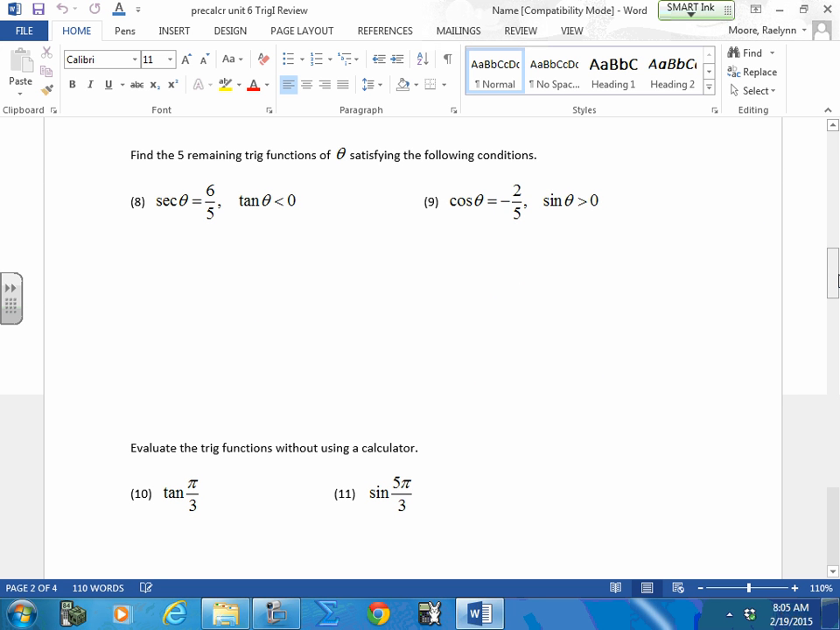We give you a function and where your angle is located, and then you have to find the rest. So, secant is the reciprocal of which function? Cosine. Cosine is positive here. Tangent is negative. What quadrant is cosine positive in? First, fourth. Okay. What quadrant is tangent negative in? Second, fourth. Tangents are always opposite each other. Oh, where do they overlap?